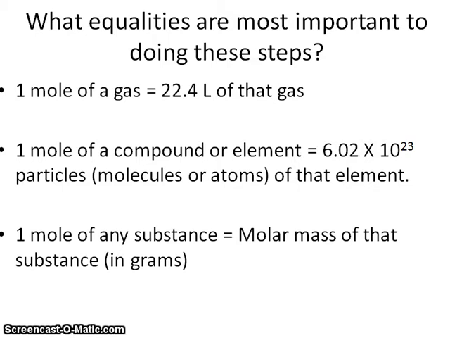The next equality that you have to know is that 1 mole of any compound or element is equal to 6.02 times 10 to the 23rd particles, that is molecules or atoms of that element. The third is that 1 mole of any substance is equal to the molar mass of that substance in grams. If you know these equalities, it will make doing your multi-step mole conversions much easier, because you'll know that you can set these up in any ratio that fits with what we know about dimensional analysis. That should make it a lot easier.